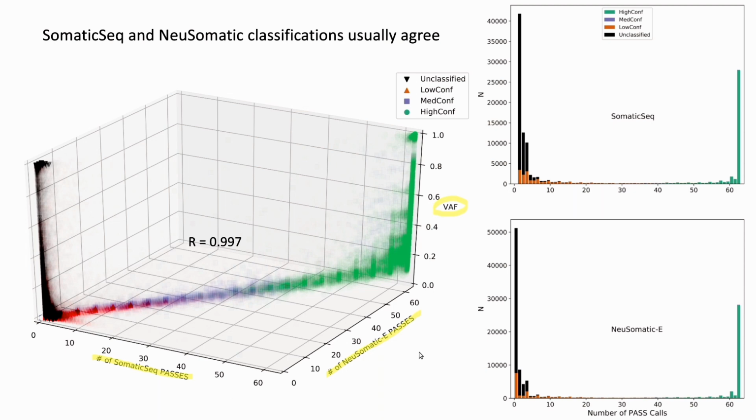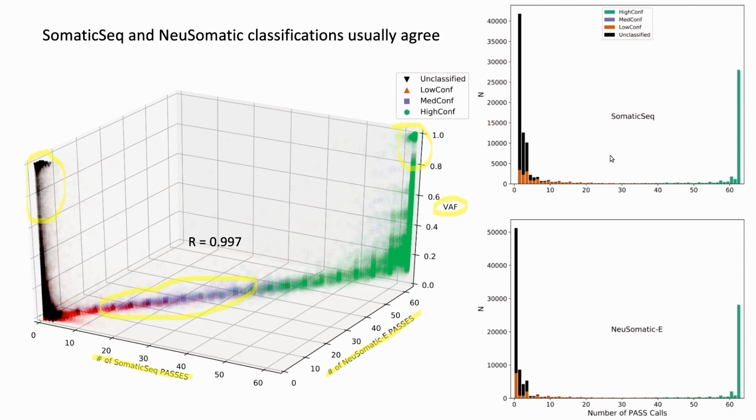The z-axis shows that whereas MedConf and LowConf calls are usually low VAF, both HighConf and Unclassified calls have a full spectrum of VAFs, again demonstrating that Unclassified calls were labeled as likely false positives not due to them being low VAF, but for having sequencing features that indicate that they're likely false positives.